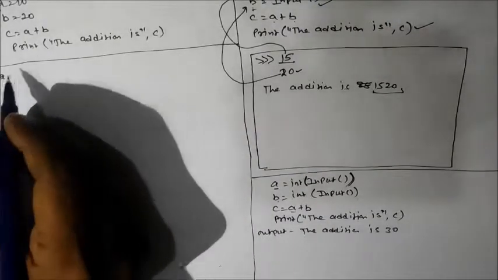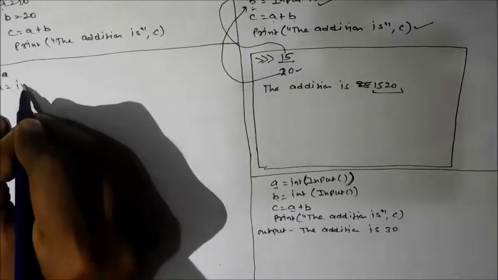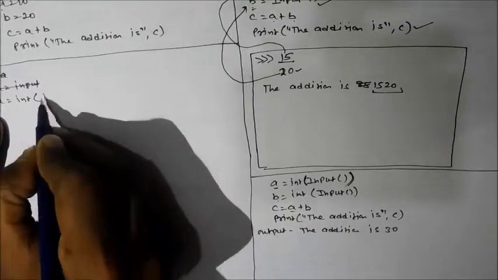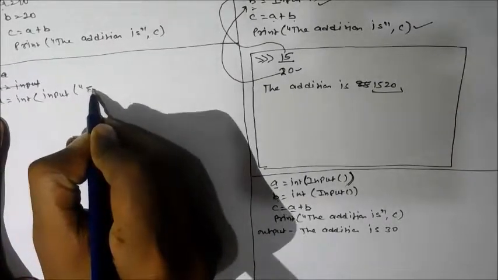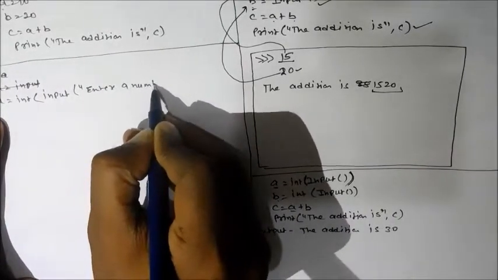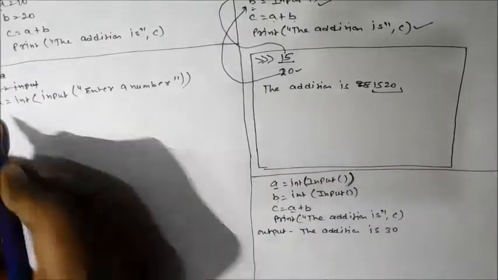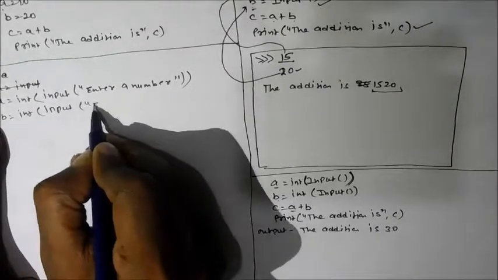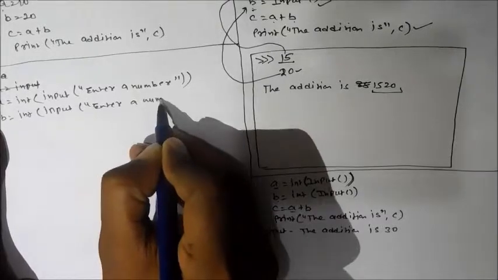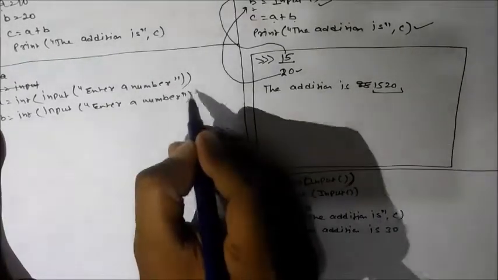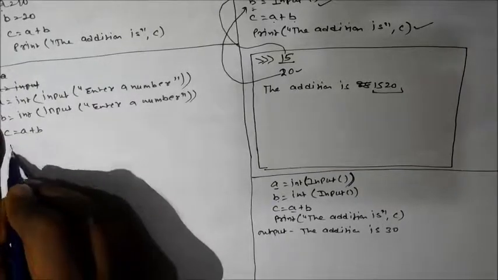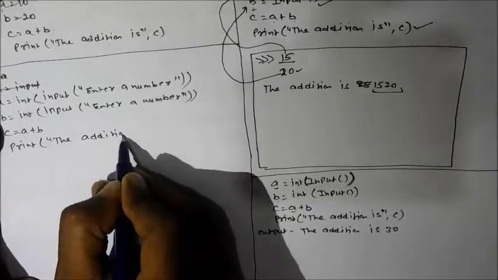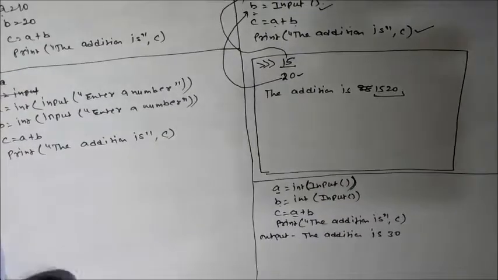One more modification I will tell here of this program. Input, enter a number. This time we are doing the same task with the help of a message. Enter a number. The addition is comma C. Now you see this program.